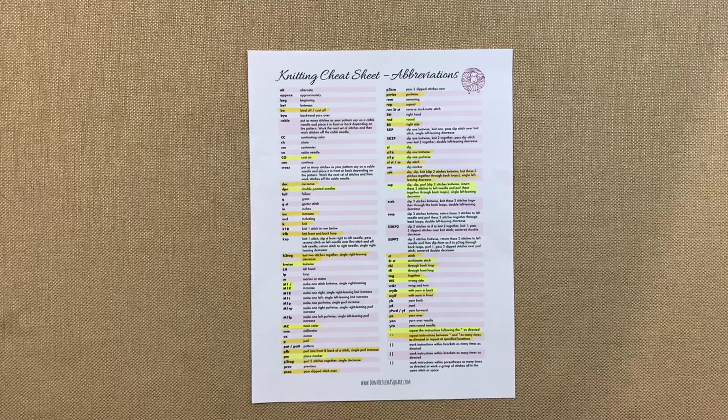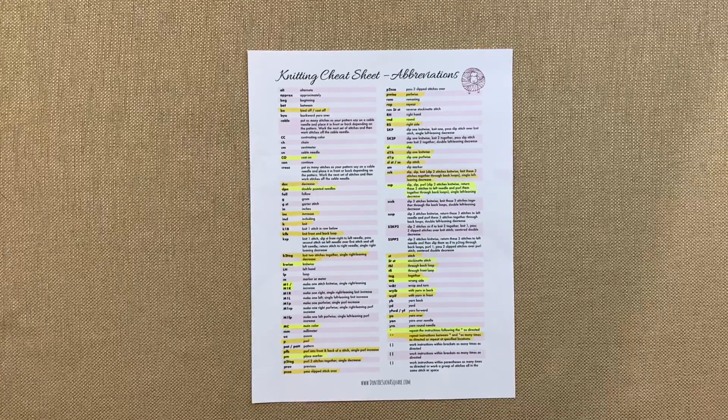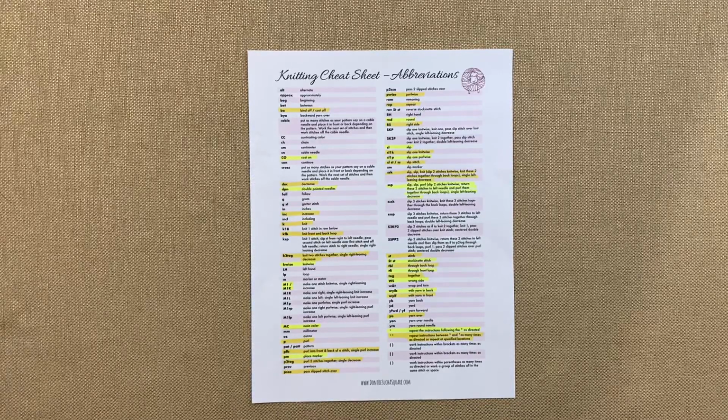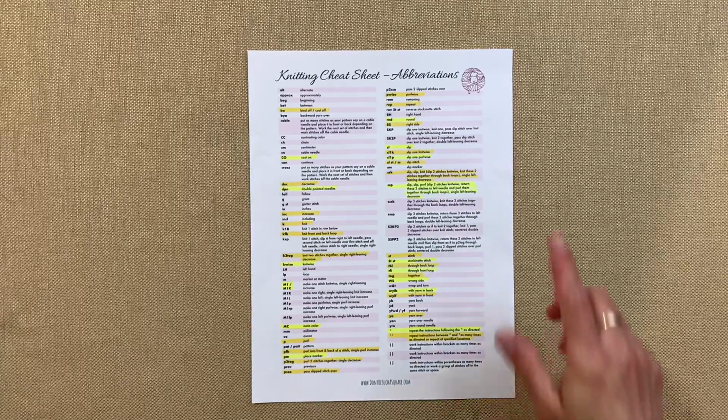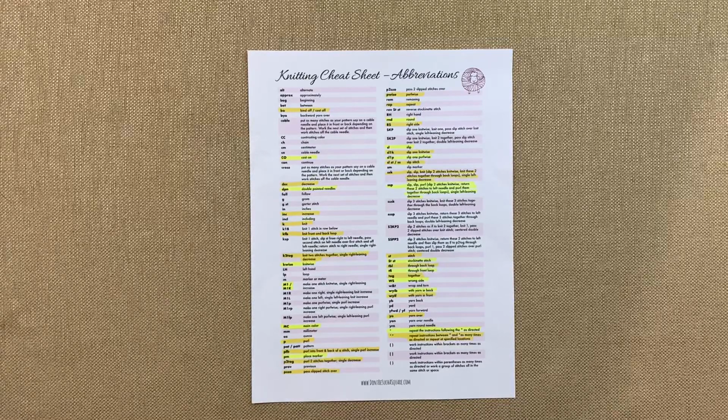PSSO stands for pass slip stitch over. Basically, that is something that we are not going to really talk about, but again, you can search that out. It's not as intimidating as it sounds. PWISE means purlwise. So again, when we're slipping stitches, that would be to slip it purlwise. And we'll talk about knits and purls in a little bit.